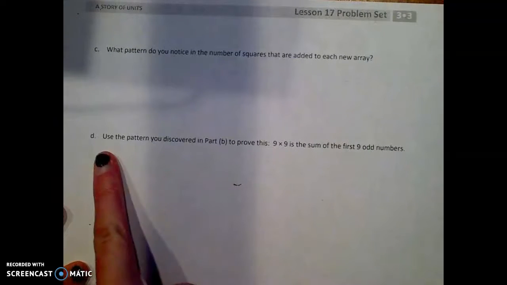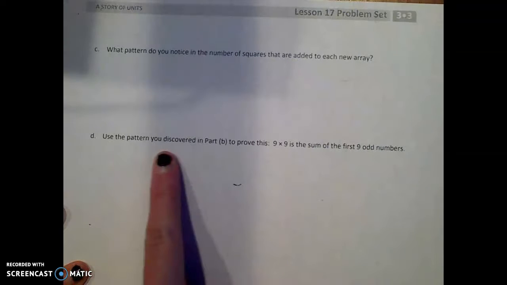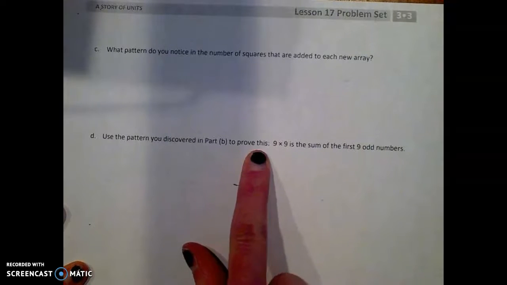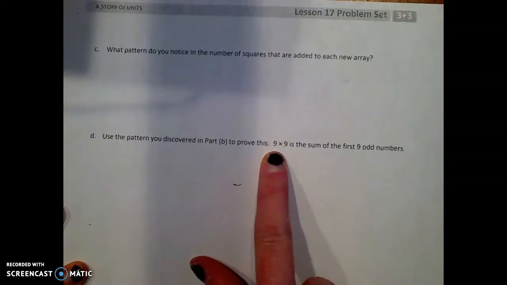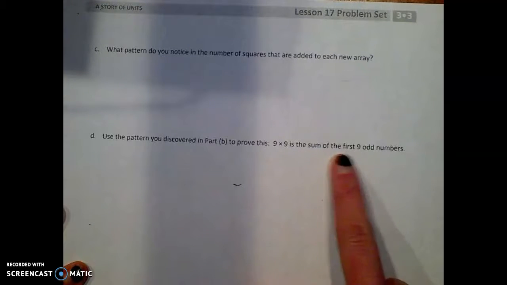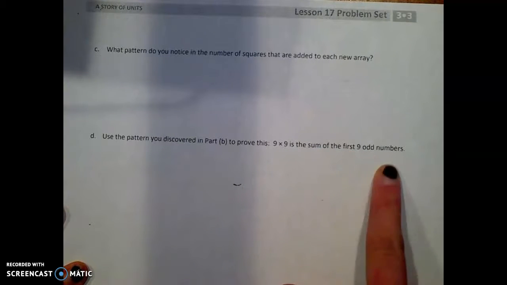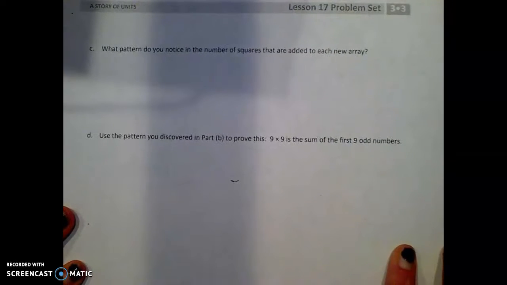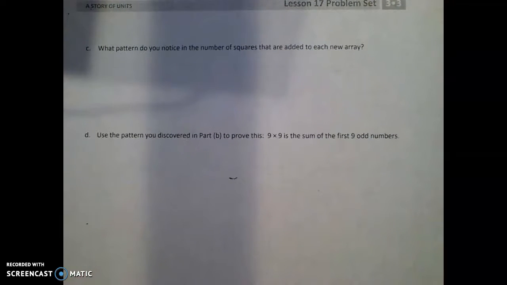The last question, use the pattern you discovered in part B to prove this. 9 times 9 is the sum of the first 9 odd numbers. Guess what? This is another bonus problem. This is a tricky problem I want you to try, but it's tough. I understand if you have a little hard time. We'll talk about it during math groups at 10:30.